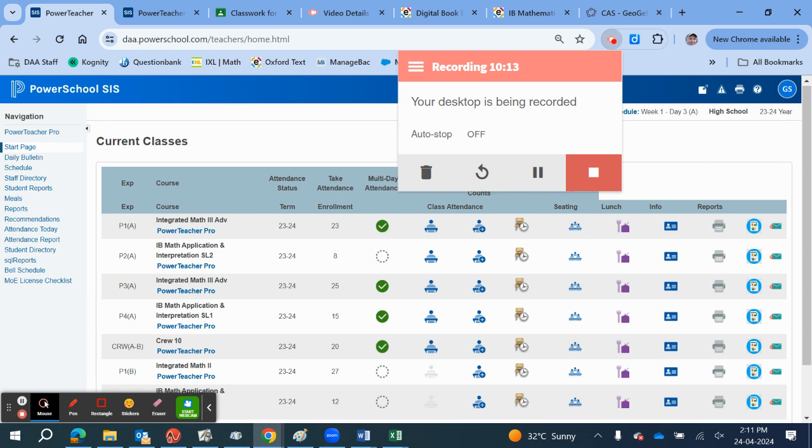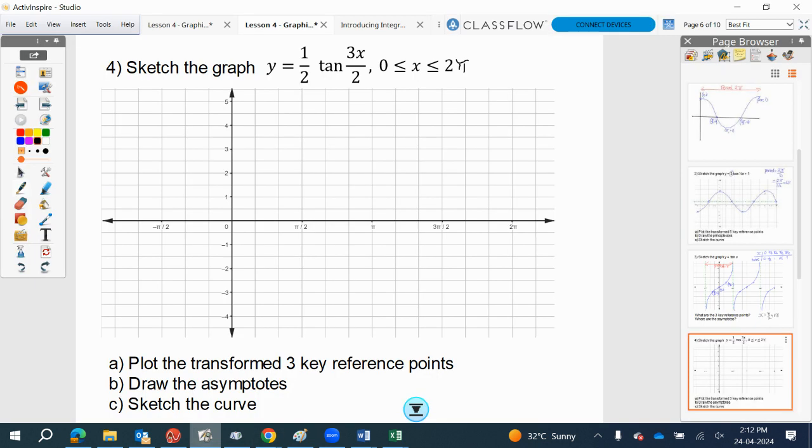All right. So first up for this one, find out what your period is. So the period is equal to the standard period over b. So it's not 2 pi over b, it's pi over b, because the standard period is pi. So b is equal to 3 over 2. So this is pi over 3 over 2, which is 2 pi over 3. This is our period.